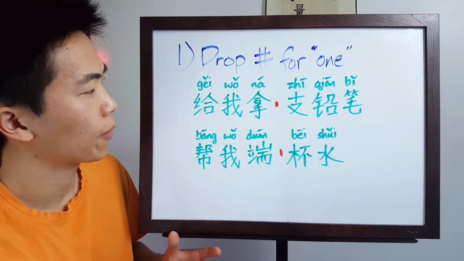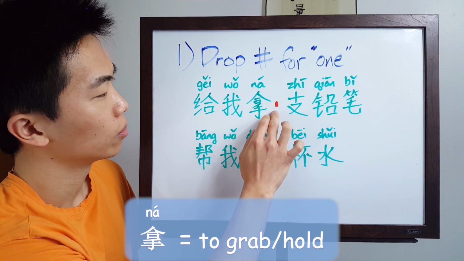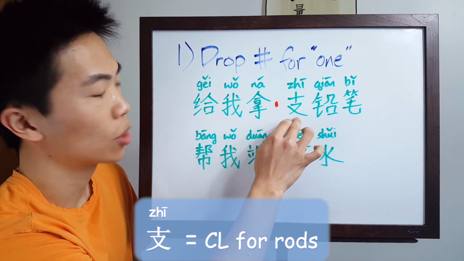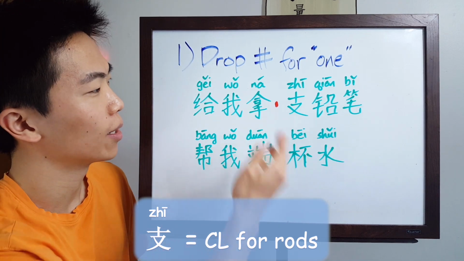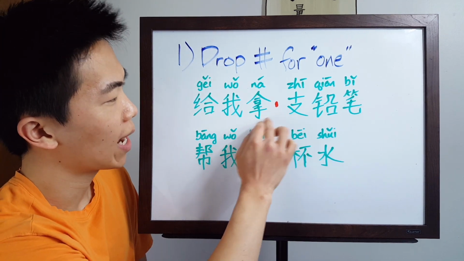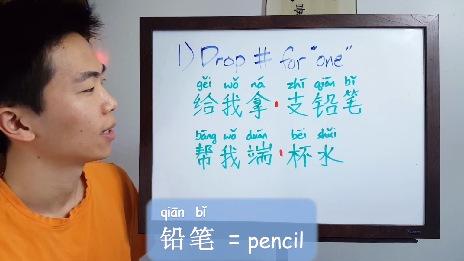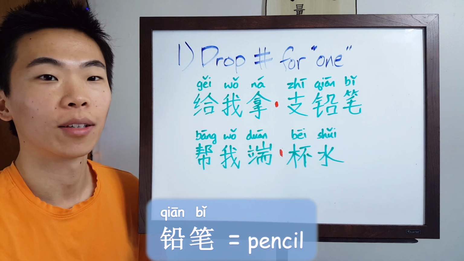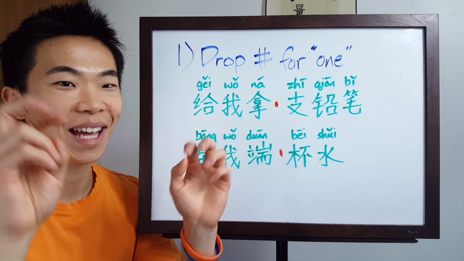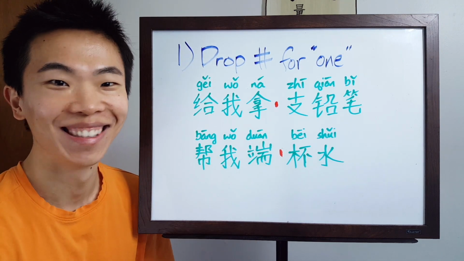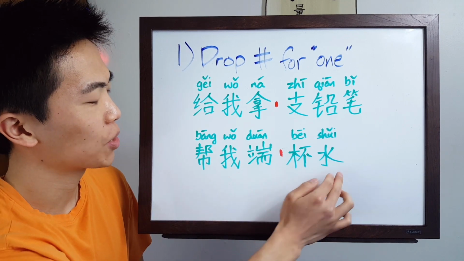Okay, so let me break this down for you here. 拿 is your verb, meaning to grab. And then if you had a 1, it would be right here. And then 支 is classifier for stick-like objects. So like pencils would apply. And so grab, one of. And then 铅笔 is your pencil. 拿支铅笔 means grab a pencil. Not grab 1 pencil, grab a pencil. If that makes sense. The second example is 帮我端杯水.